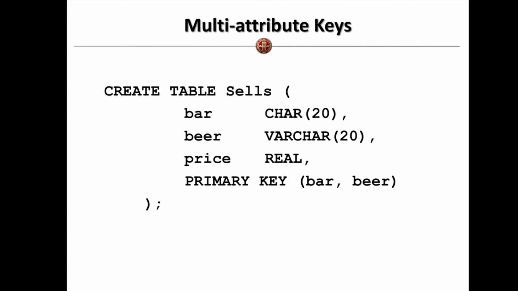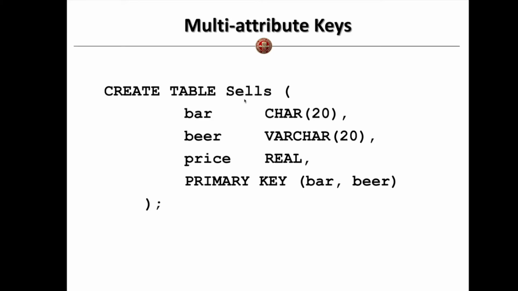In the next page, we have an example for another table, or another relation, sales. Sales denotes a bar sells some beers at some price. If we draw the sales as the ER diagram, we know that sales denotes a relationship between bar and beers, right? It denotes a bar sells some beers at some price. And when we create a relation or table for the sales, we can define this table as create table sales with bar char20, beer varchar20, price real. These are the three attributes of the sales table.